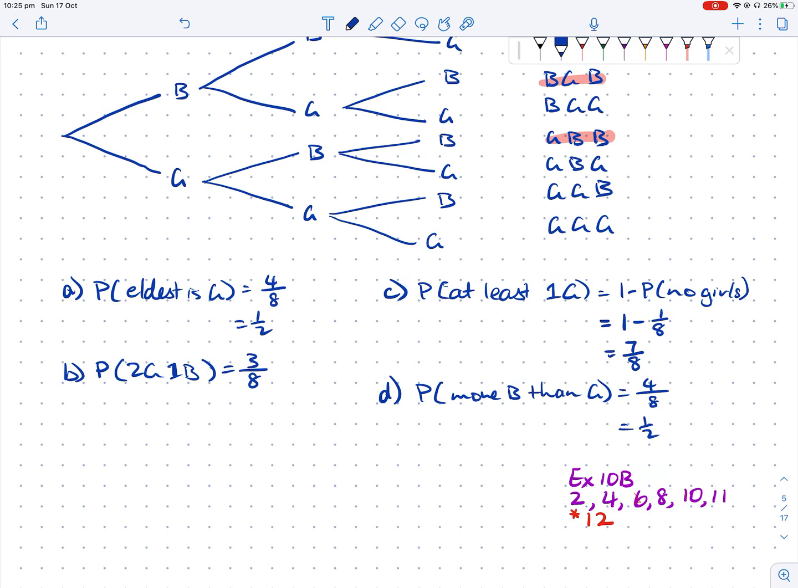So if you want to have a go at some of these questions, you will need to draw your own diagrams. Part of it will also be with your tree diagrams, knowing what your branches need to be in each of your stages.